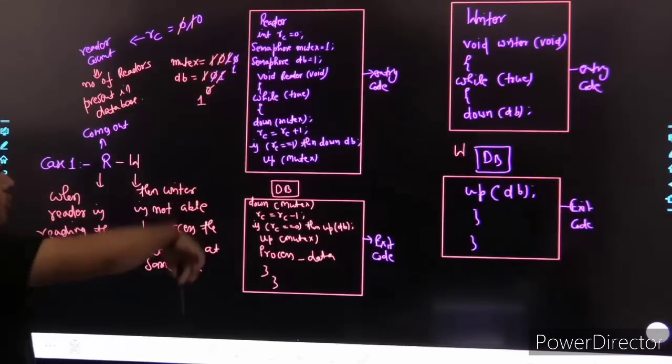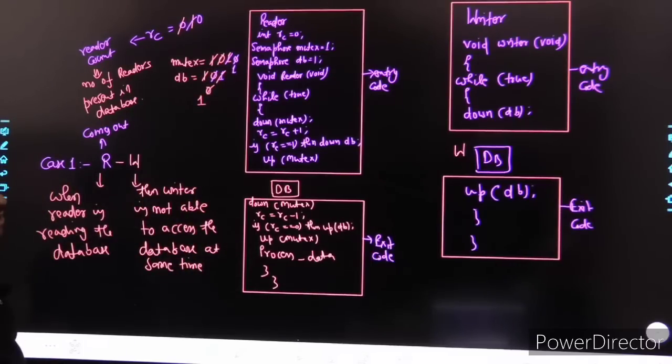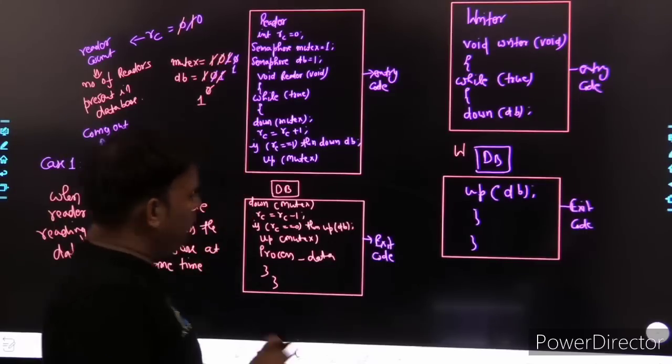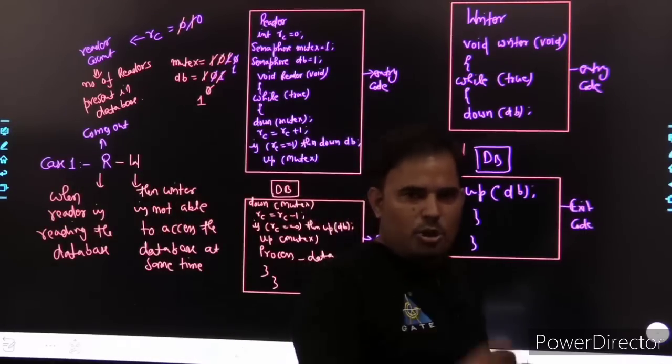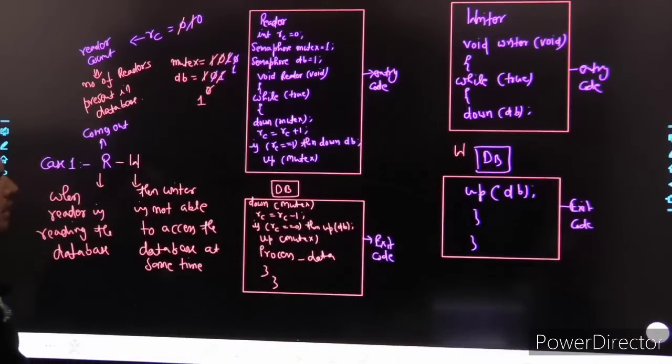If next time a reader wants to go, then the reader can go. This is the first situation. So on an alternating basis they can go, but both reader and writer cannot enter into the database at the same time. This is the problem and this is the solution. Okay, this is a binary solution. I hope you understand clearly.